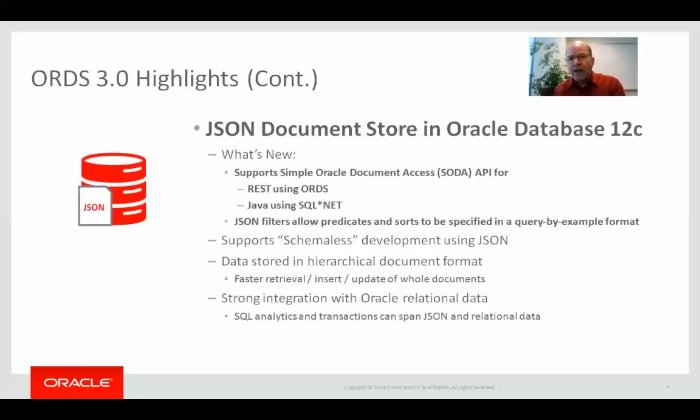Another particular strength of the JSON document store in Oracle Database 12c is the strong integration with Oracle relational data. So you can do joins across JSON and relational data. You can do SQL analytics, quite sophisticated analytics that span those two data formats. You can do transactions also that span the two formats.